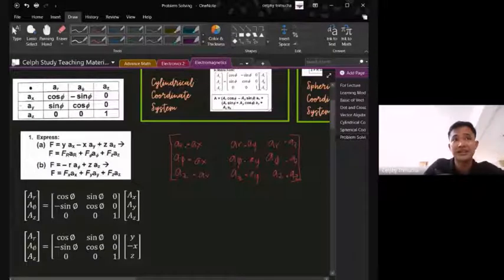So AR.AX based sa aton nga table, we have cosine theta. So amo na din nga cosine theta na din nakabutang. Next, AR.AY. AR.AY will be equal to sine theta. So hindi siya permi amo ni ang pag-plus star sa imo nga matrix. Next, we have AR.AZ. So AR.AZ is 0, so amo na din nga 0 na din.